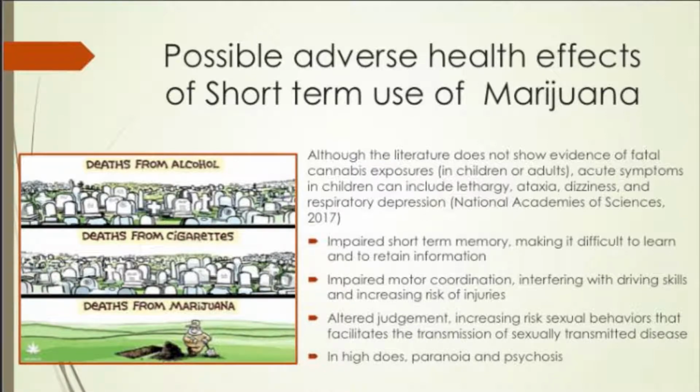short-term. However, for acute symptoms, children may have impaired short-term memory, making it difficult to learn and retain information, impaired motor coordination, interfering with driving skills, and also risk of injuries, altered judgment, increased risk of sexual behavior, facilitating transmission of sexually transmitted diseases, and in high doses, especially with the marijuana strain that has the most THC, it will most likely possibly cause paranoia and psychosis.